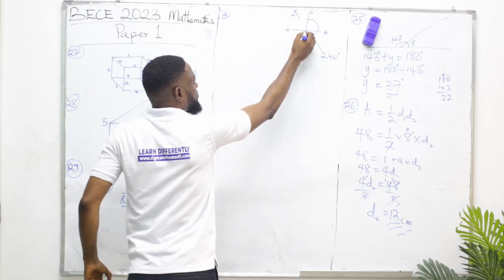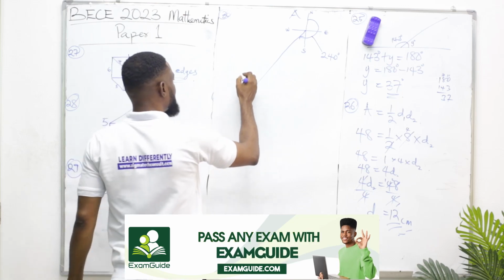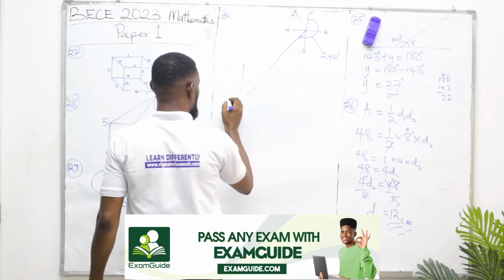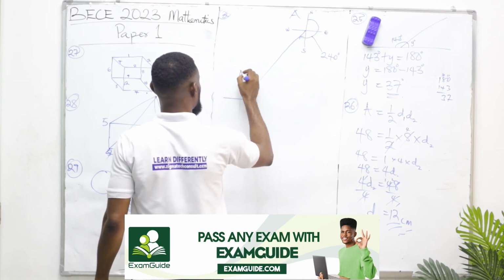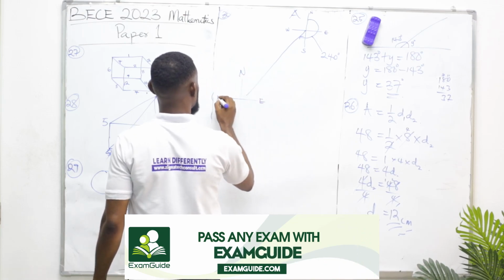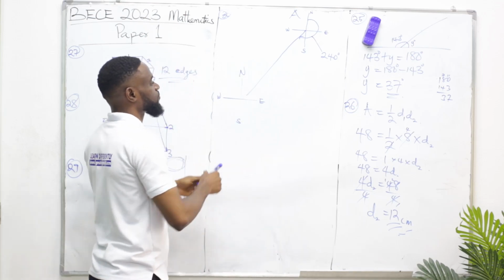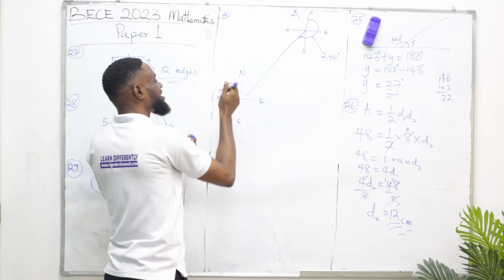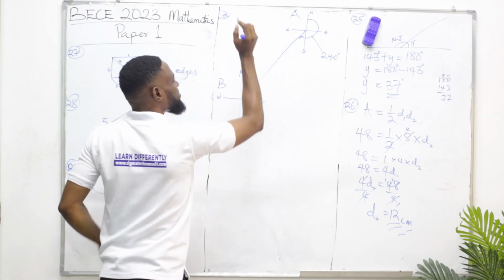Let's locate B. We are locating B here now, right? So if this is our point B, of course north, east, west, and south, right? What that will mean is that we want to know the bearing of B from this A. This is our B. What is the bearing from A?